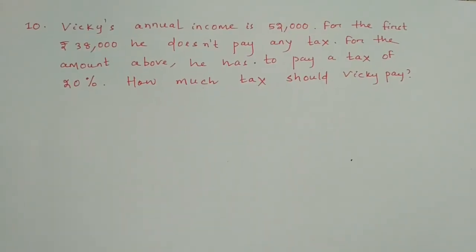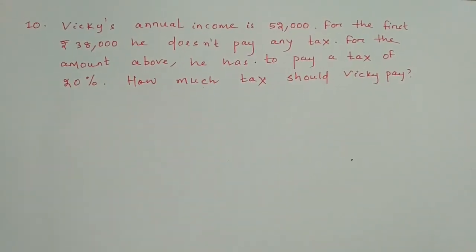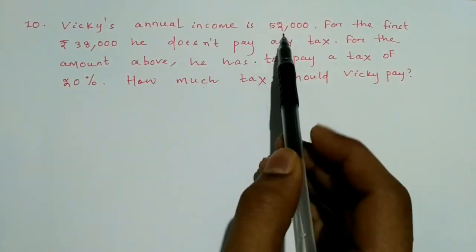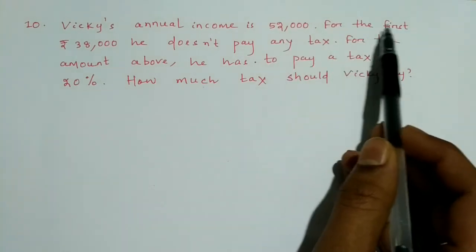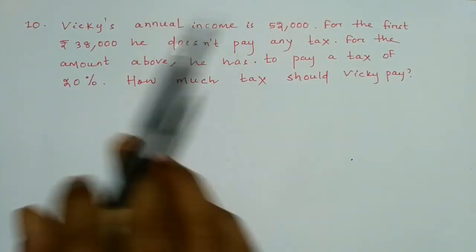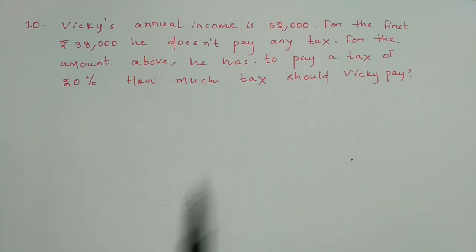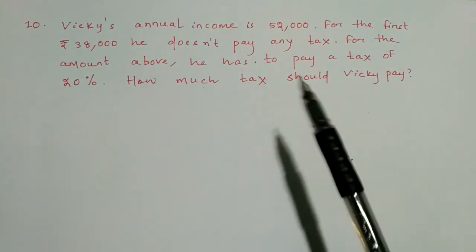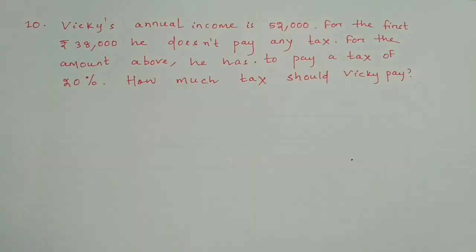So friends, here is your last question. Let me read out first. Vicky's annual income is 52,000. For the first 30,000, he doesn't need to pay any tax. For the amount above, he has to pay a tax of 20%. How much tax should Vicky pay?